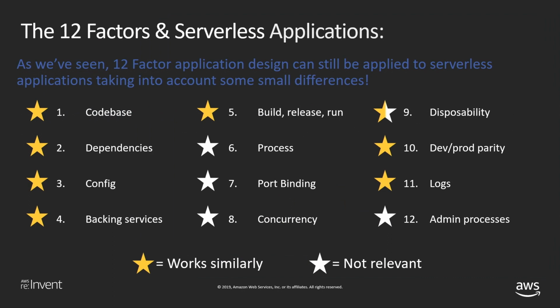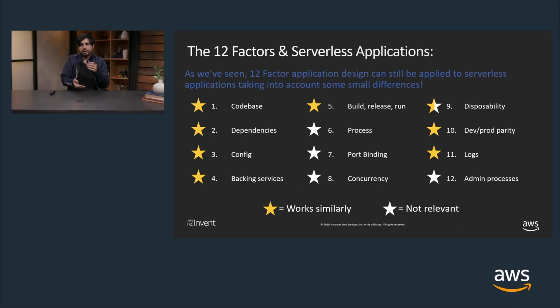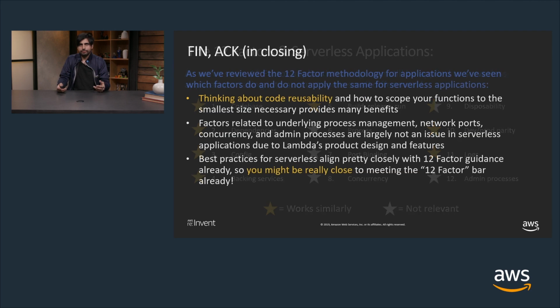So let's recap these 12 factors as they pertain to serverless applications. We went through talking about keeping your code base broken up in a logical way, keeping your dependencies well-versioned, having different configs for different staging environments, making sure you have a nice clean build, release, run pipeline, and things like having visibility into your applications, making sure that you're building them efficiently. We talked about dev and prod parity and how that's important, and all the different ways you can get logs, and just these general ideas of how to go about building a smart application, right?